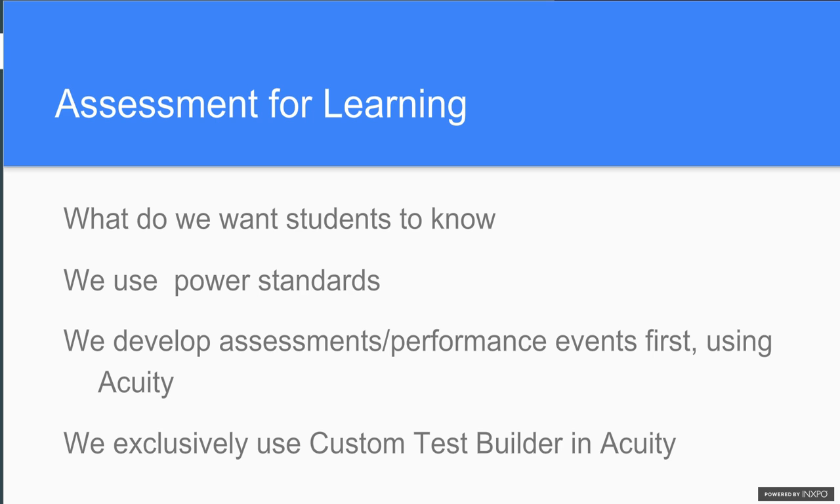The first thing that we do when we're developing our system of instruction is start with the end in mind. We come from Rick Stiggins' work, and that's where we started. Before we start anything, we identify what we want our kids to know. Then we power standard: we look at our state standards, break those down, and figure out which ones are going to be our priority standards. Then we go about developing our assessments and our performance events, and we do that using Acuity. That's an important tool that we have.